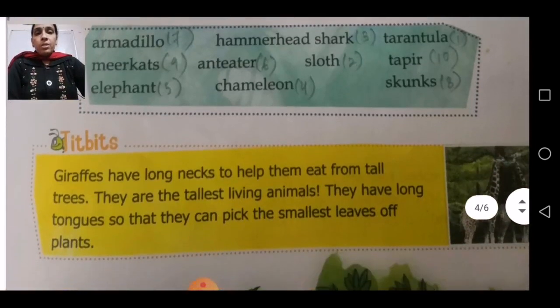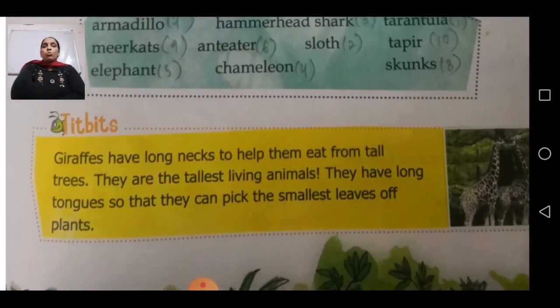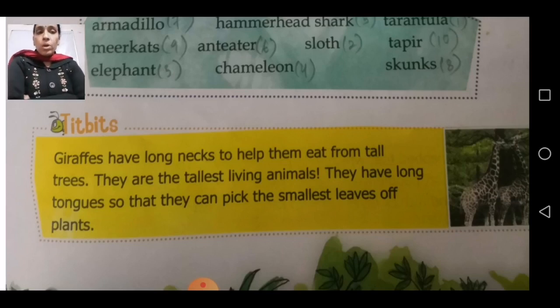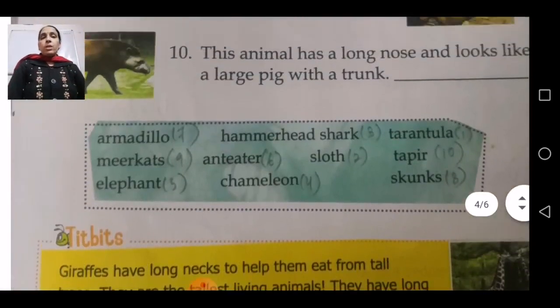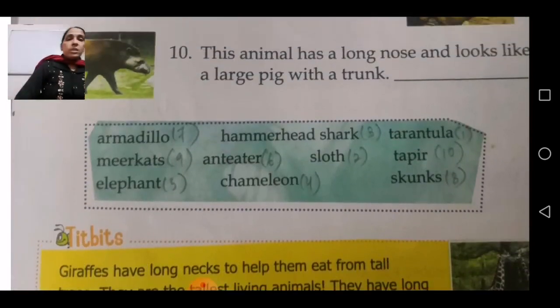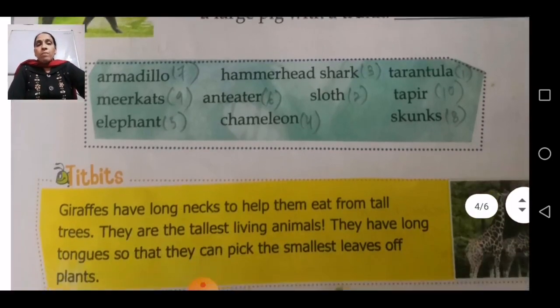Now tidbits: giraffes have long necks to help them eat from tall trees. They are the tallest living animals. They have long tongues so that they can pick the smallest leaves of plants. So that is your tidbits. This page only we are going to do today. I hope that page is quite clear. That is awesome animals. This quiz is given in your book itself. From there also you are going to revise.